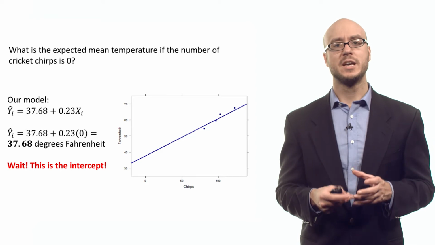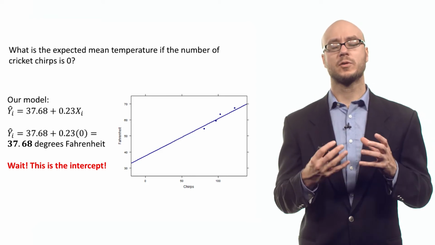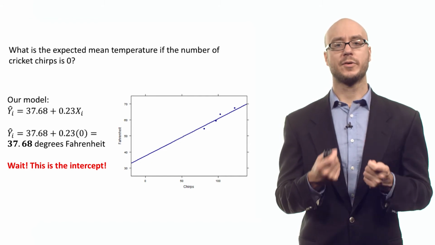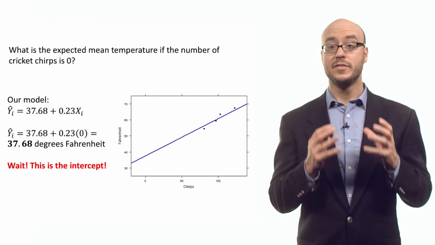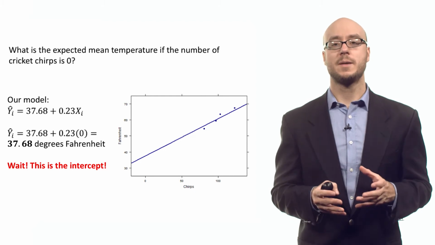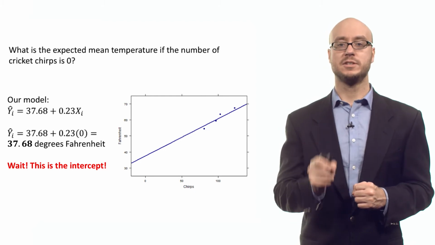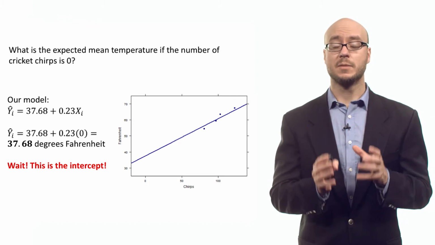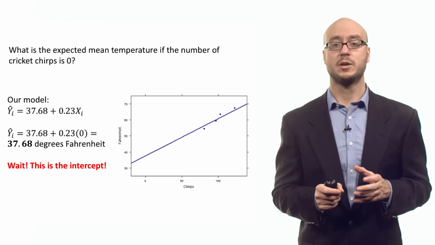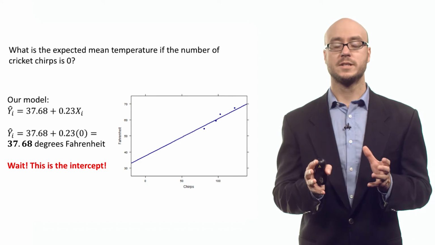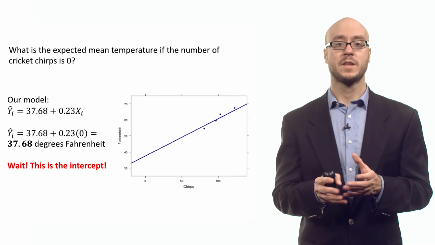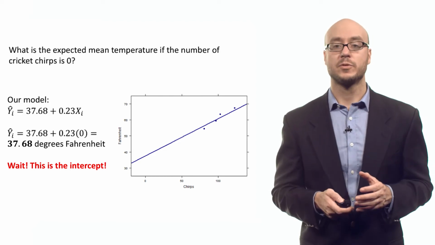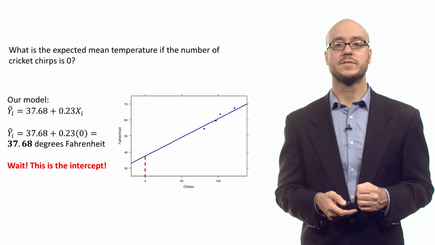You might say, what is the expected mean temperature if the number of cricket chirps is 0? If we just set x equal to 0, we get about 37.68 degrees Fahrenheit. This is the intercept, right? The intercept is when x equals 0. Crucially, it's the mean of the outcome. It's the expected mean of the outcome when x equals 0. So when there's 0 cricket chirps per minute, we expect the temperature to be about 37.68 degrees Fahrenheit.